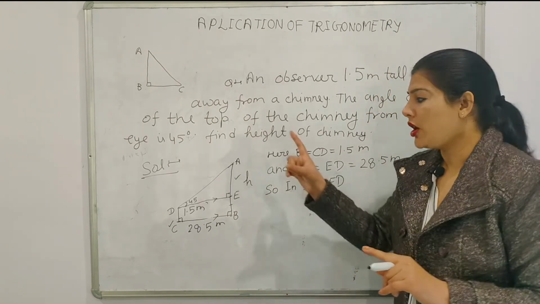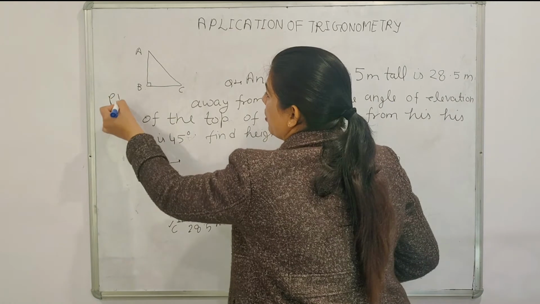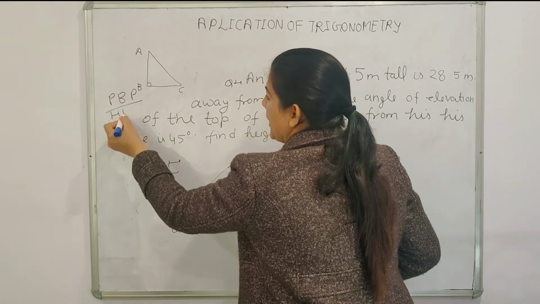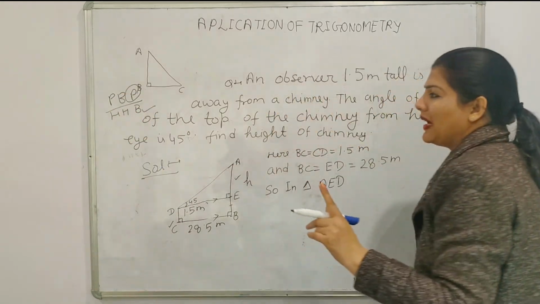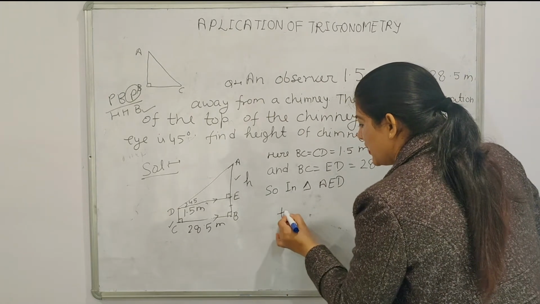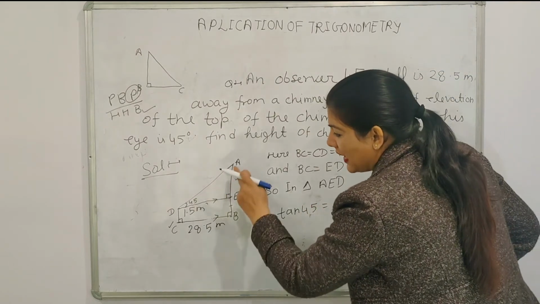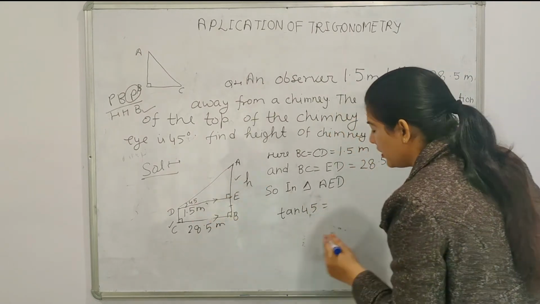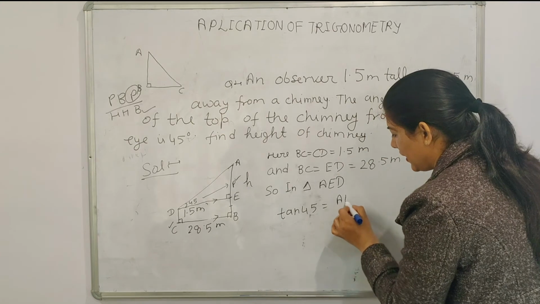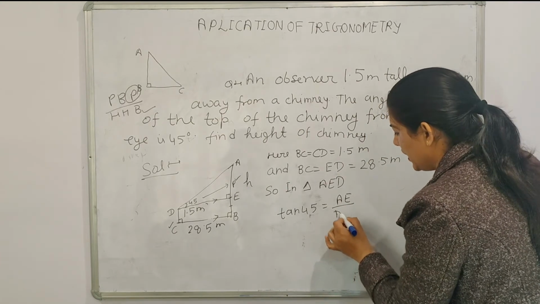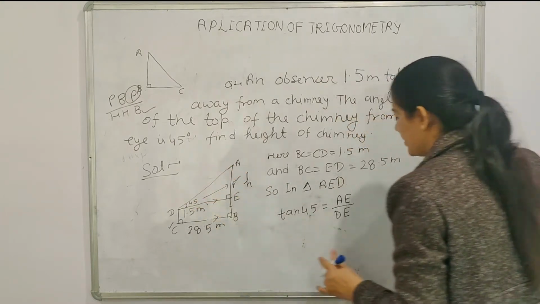We have to find the perpendicular, and we have the base. I have told you the short trick, P B P upon H H B. We have this, we have to find this, and we have the angle. So we will apply tan theta. Tan 45 is equal to the side opposite to the given angle, which is known as the perpendicular. So tan 45 is equal to AE upon DE. This is the hypotenuse, as this is the side opposite to the 90 degree angle.